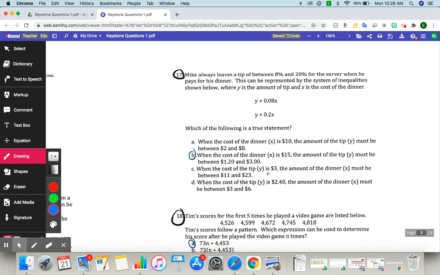For number 17, if we're leaving a tip between 8% and 20%, remember 8% is the same as 0.08. You can use your calculator to recognize that. And 20% is the same as 0.2. So we want to recognize that our tip, aka y, has to be greater than 8% of the bill, which is x, but the tip, y, should be less than 20% of the bill.